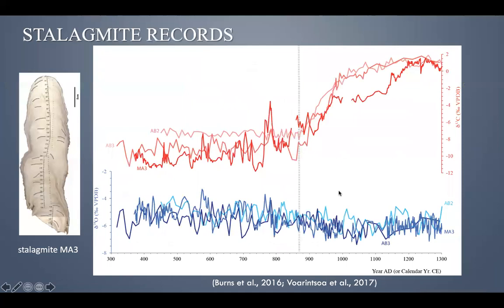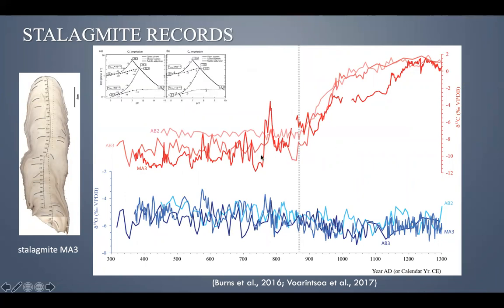So if we just use that as our simple assumption to interpret these records, we could say that this period before approximately 890 Common Era is dominated by C3 vegetation, and it's mainly induced by climate. But then this interval after, where we have approximately a 12 permil shift, could be dominated by C4 vegetation. But the cause of the C3 to C4 shift has been a question.